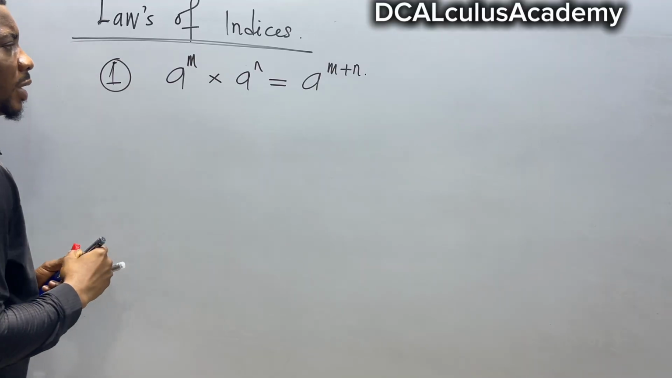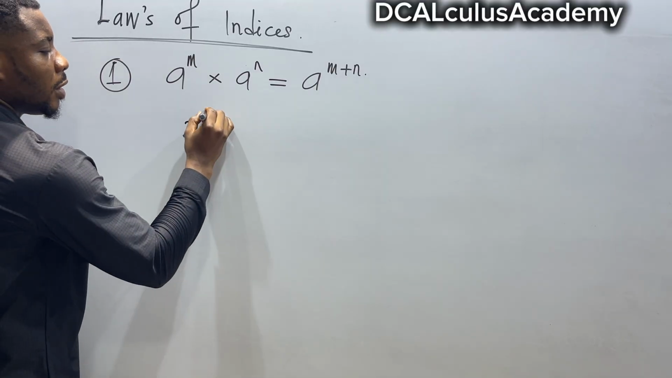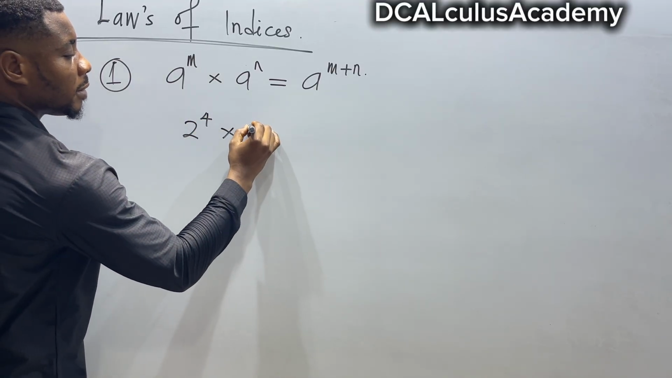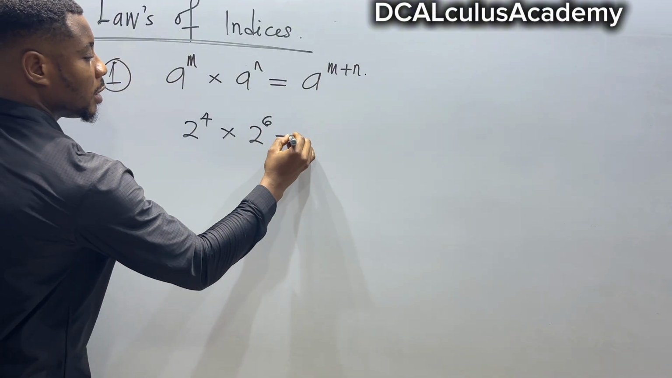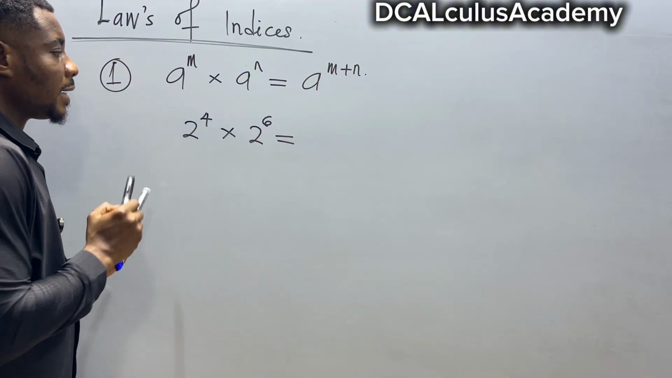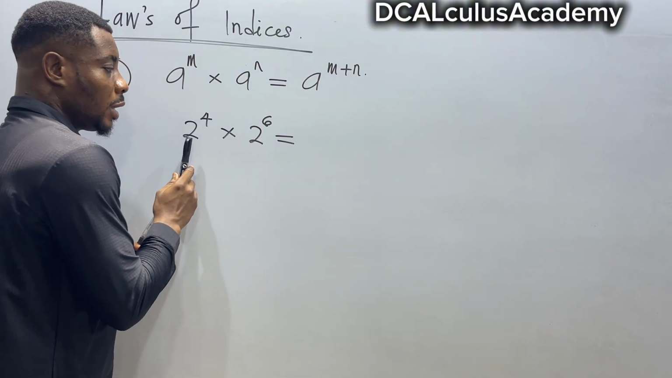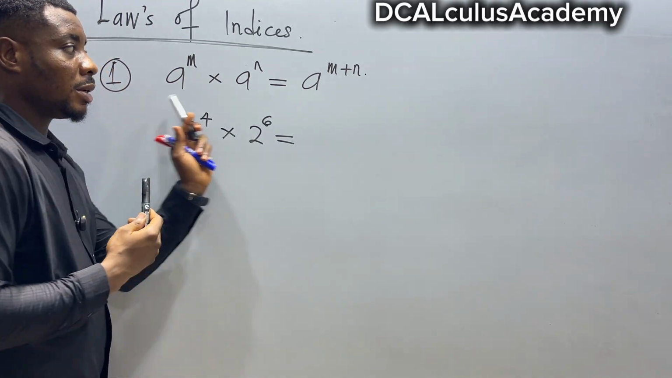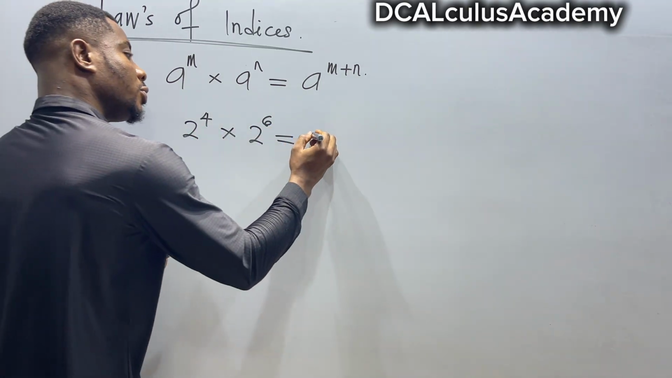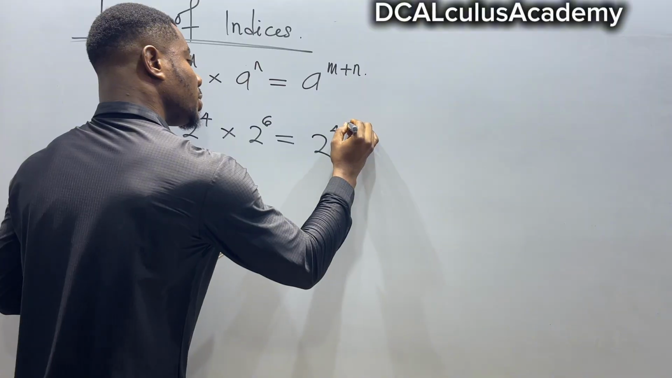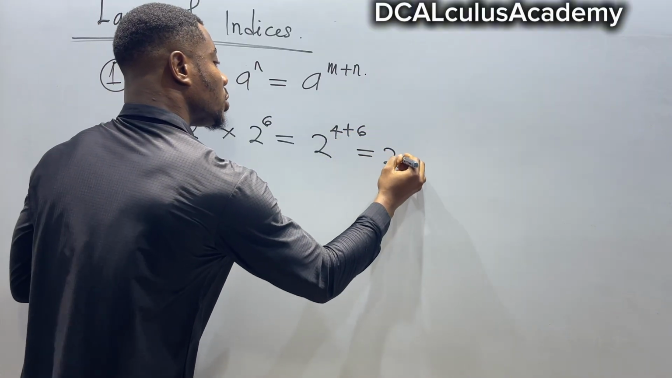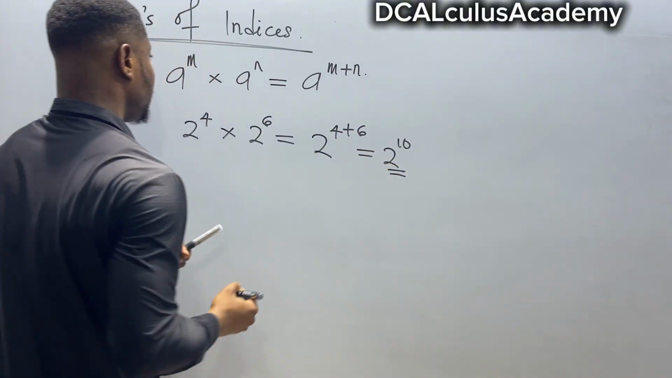Let's assume, for instance, we have 2 to the power of 4 multiplied by 2 to the power of 6. The first thing we're going to check is, are the bases the same? Now, if the base is the same, then the law can apply. It becomes 2 to the power of 4 plus 6, and that gives us 2 to the power of 10. This is the answer. Okay.